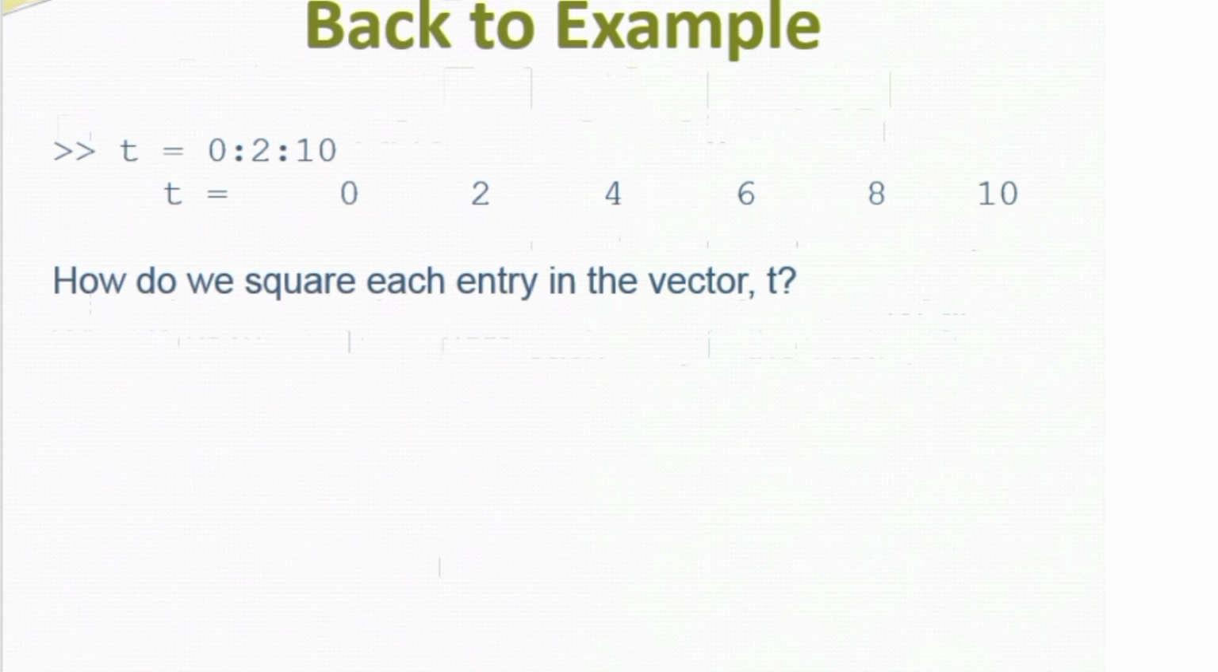So now if we go back to the example, look at that t vector that runs from 0 to 10 in increments of 2, and we want to square each entry in that vector. It's pretty easy. All I have to do is remember to put the dot in front of the power operator, and I can see that each entry in t gets squared. And luckily, if you forget to do this in Matlab, you get that nice error statement that reminds you that you need to do that.